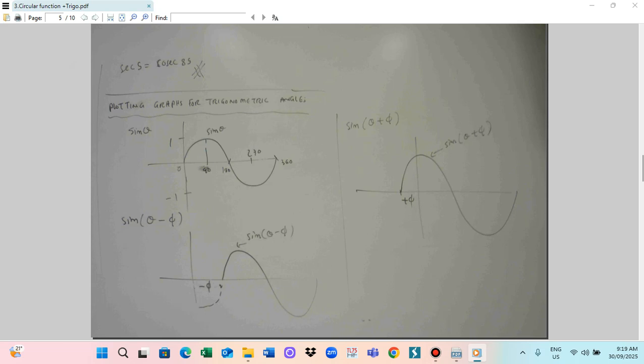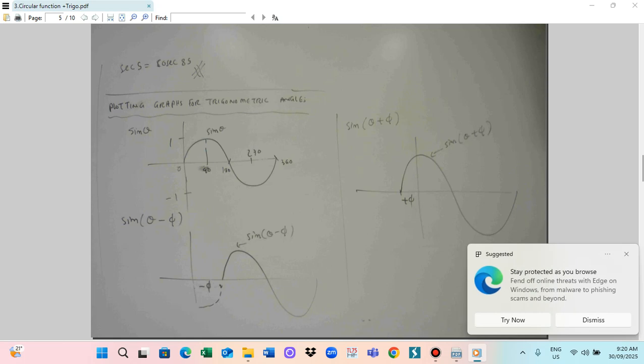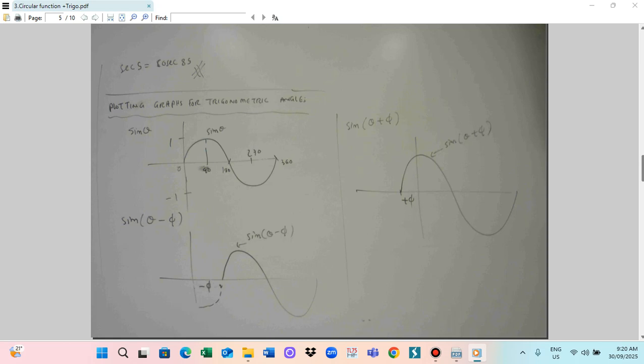And then we also draw another graph, the sine(theta plus phi) graph, and the sine(theta minus phi) graph. For sine(theta minus phi), the phi angle is lagging. Lagging means it will not start at 0. This one will start after the angle phi, here. So this is the sine(theta minus phi) graph.